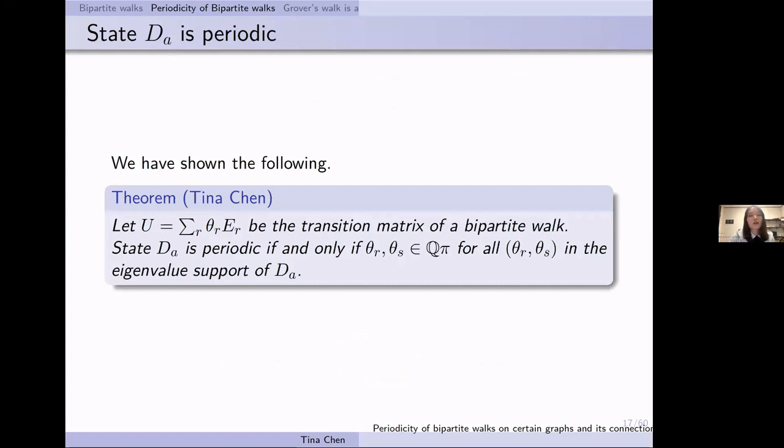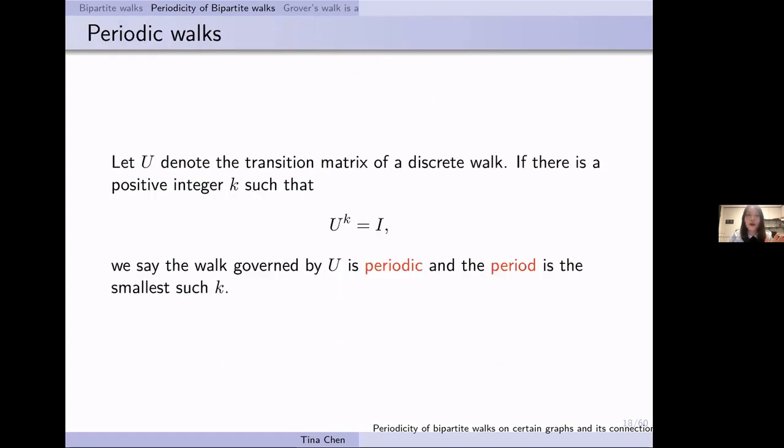Okay. So now we have shown that a state is periodic if and only if every pair of its eigenvalues in its eigenvalue support must differ by a rational multiple of pi. But today, we are going to talk about a rarer phenomenon, that is periodic walks. A periodic walk just means every state of your walk is periodic. So there must be a positive integer k such that U to the k gives you the identity.